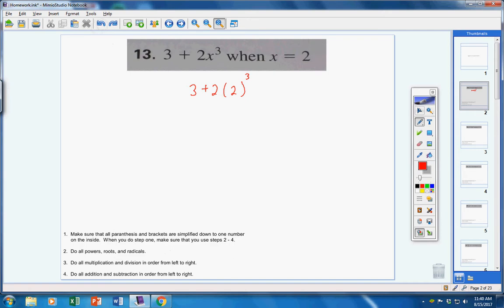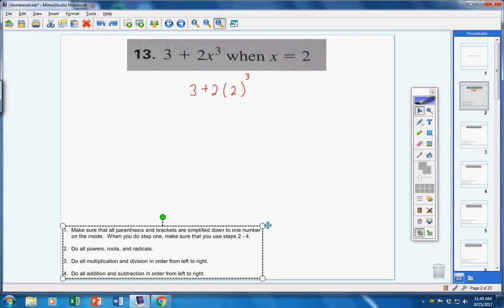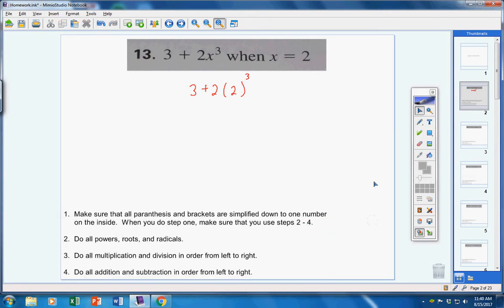Okay, make sure that all parentheses and brackets are simplified down to one number on the inside. So here's a parentheses. Do you see it? Here's a parentheses. Yes or no? Is it simplified down to one number? Yes, it is. Totally and completely. Okay? So on to step 2.